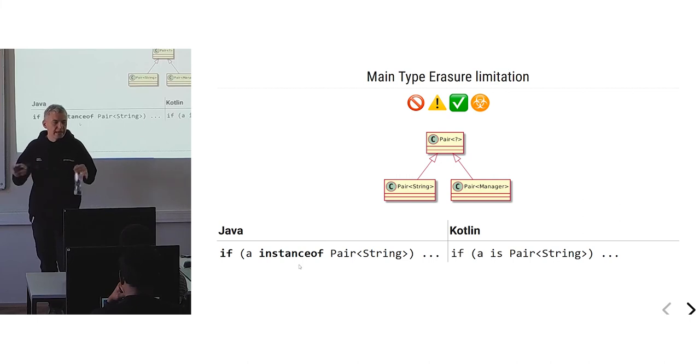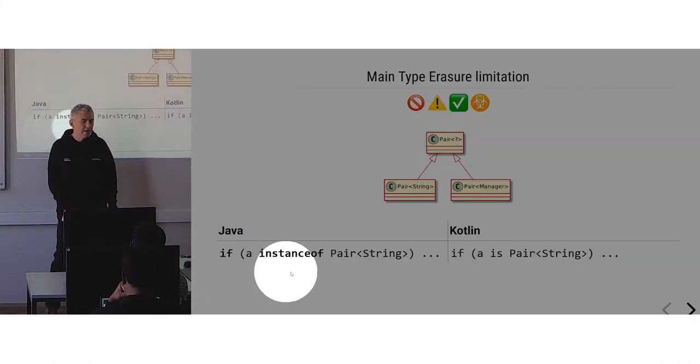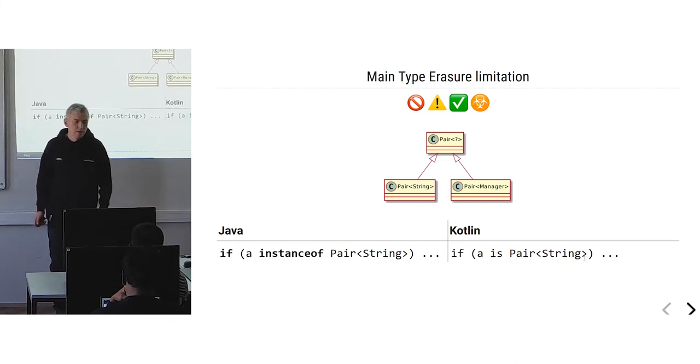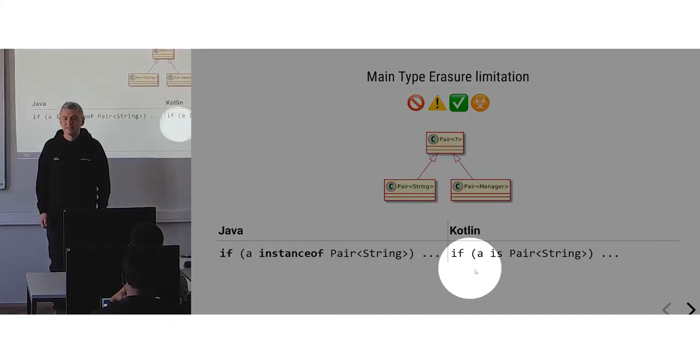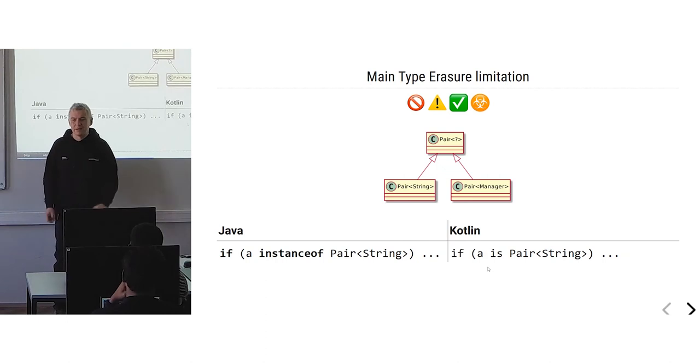So this leads to the main type erasure limitation, and it's actual both for Java and for Kotlin. If we are writing such code, if a instanceof Pair<String>, or in Kotlin, if a is Pair<String>, the meaning is the same in both Java and Kotlin. Kotlin is more concise, as you can see, it's just a more concise language. But anyway, the outcome will be the same. What do you think will be the outcome?